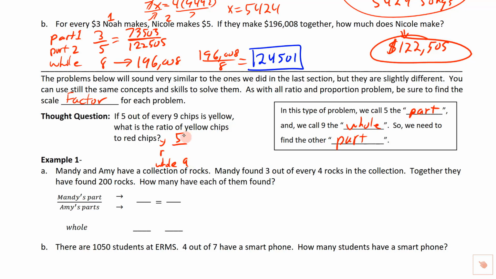So 5 out of 9 chips is yellow. Well, what that means is, remember, we've been adding these 2 parts together to get the whole. Well, they just gave us the whole. They didn't give us both of the parts. So in order to figure out what this missing part is here, instead of adding these 2 together and getting the big one, we're going to take the big one and subtract the part that we have. So 9 minus 5 is 4. So what that means is there would be 4 red ones. So it says, what is the ratio of red chips to yellow chips? It would be 5 to 4. That would be our answer right there.